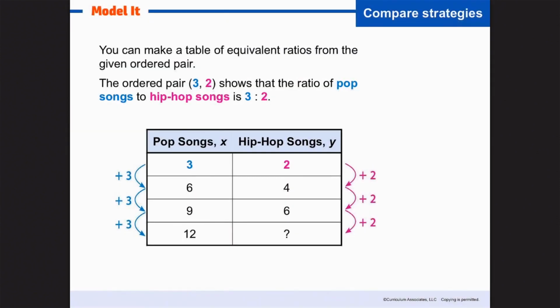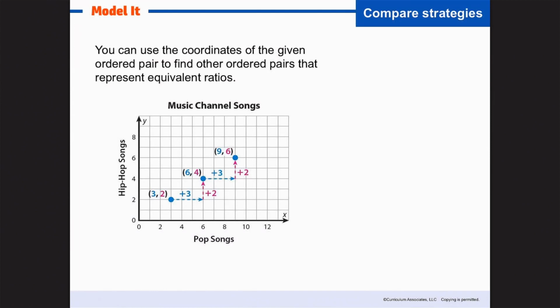So just like I showed you in my graph, we're going to add 3 every time on this side, and we'll add 2 every time here. And the same thing is true on our coordinate plane. We're going to go over 3, up 2, over 3, up 2. And if it keeps going on, over 3, up 2, over 3, up 2.